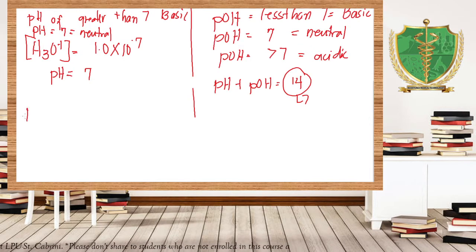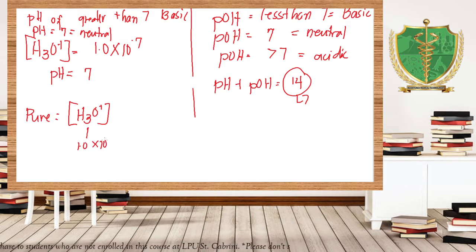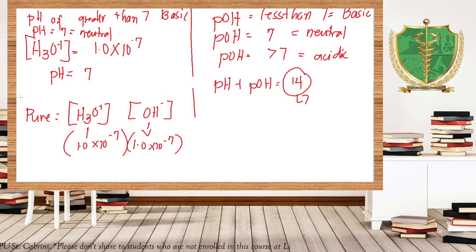Sabi natin, pure water contains hydronium ion, which is equivalent to 1.0 times 10 raised to negative 7, and hydroxide ion, which is equivalent to 1.0 times 10 raised to negative 7. No? Ito yung self-ionization of water. So when we get that, this is 14. Therefore, we can say that pH plus pOH is equal to 14.